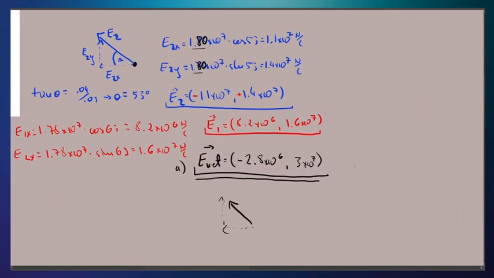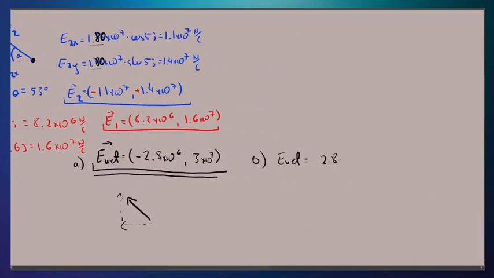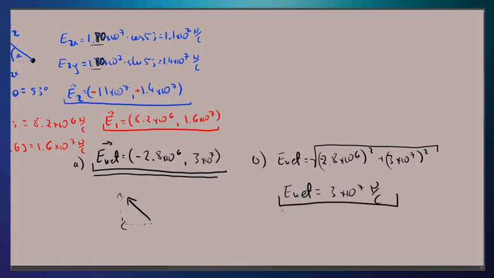Now let's do part B, which is finding the magnitude. So the magnitude of ENet is going to be the X component squared, so 2.8 times 10 to the 6th squared, plus 3 times 10 to the 7th squared. You can put negative in here, it doesn't really matter, you're squaring it anyways. And take the square root of it and see what we get. This gives us 3 times 10 to the 7th newtons per coulomb. So this is the strength of the electric field at that specific location. The vector here also includes the direction.